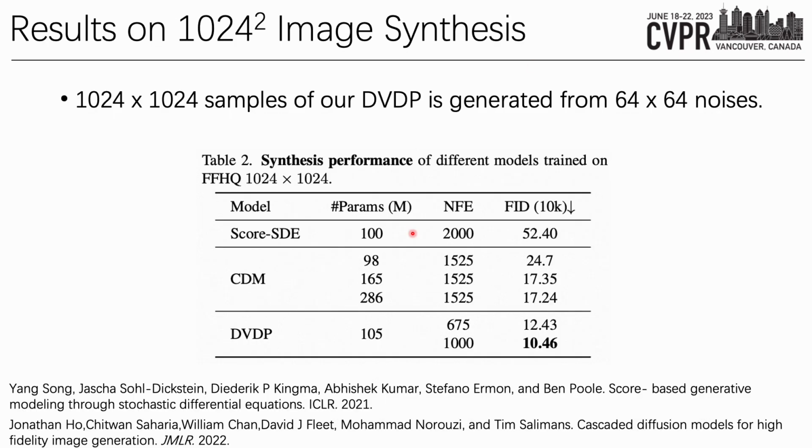Here are results on FFHQ 1024. It is hard for diffusion models to generate high-resolution images directly with a single model. Score SDE tries this task, but sample quality is far from reasonable. Cascaded diffusion models perform better in high-resolution image synthesis. It first generates low-resolution images, followed by several conditional diffusion models as super-resolution modules. Compared with these two methods, our DVDP performs better with even smaller number of function evaluations.